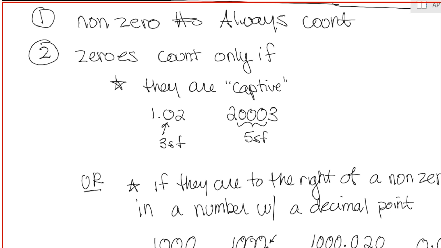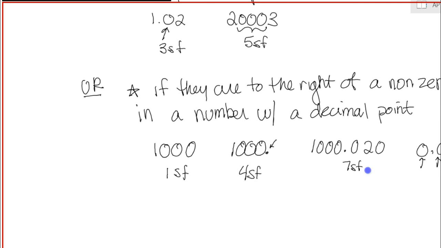Okay, so to recap, non-zero numbers like 1, 2, 3, 4, 5, 6, those always count. Zeros only count if they're captive or if they're to the right of a non-zero integer in a number with a decimal point. Okay, so that's counting sig figs, and I've given you several examples of those. If you want more examples, you can go look in the reading. There's a third rule, and that has to do with exact numbers.